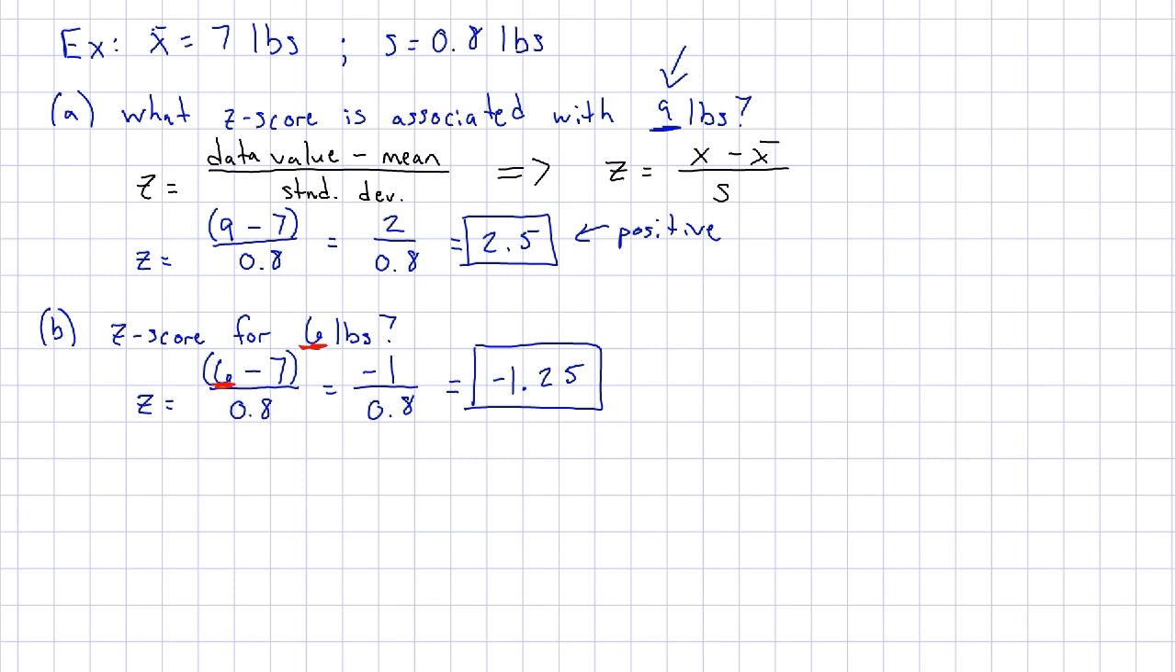So that is how we switch back and forth between if you're given a z-score, how to find the value associated with it, which is what we did in the first example. And then if you're given a value of interest, how to find the associated z-score. So that is how we do those two processes.